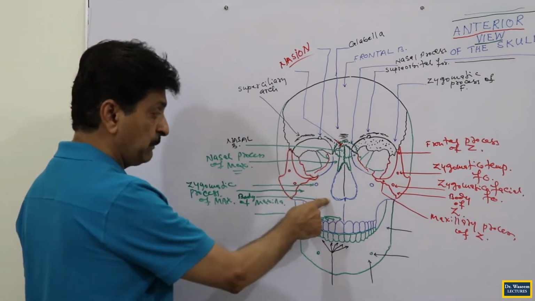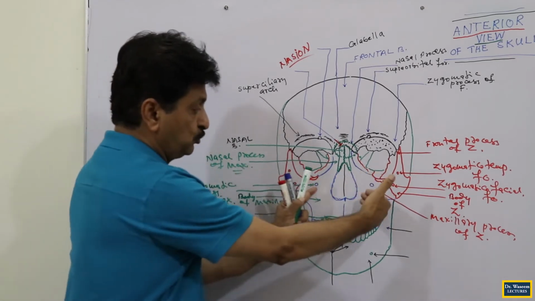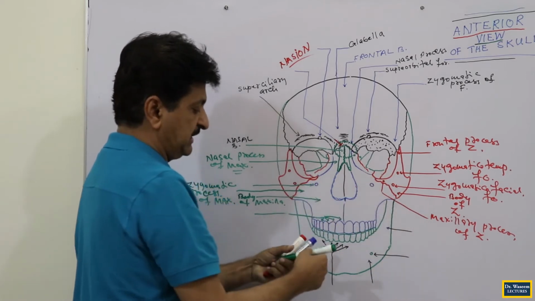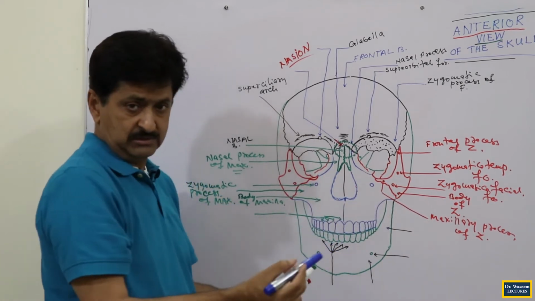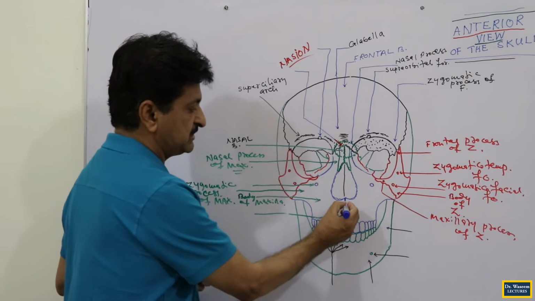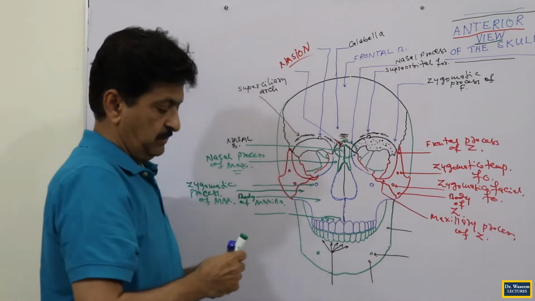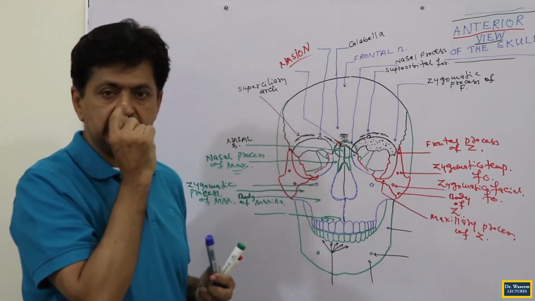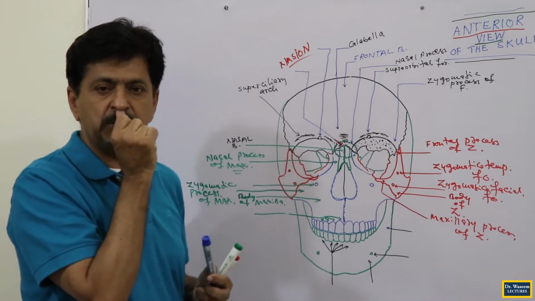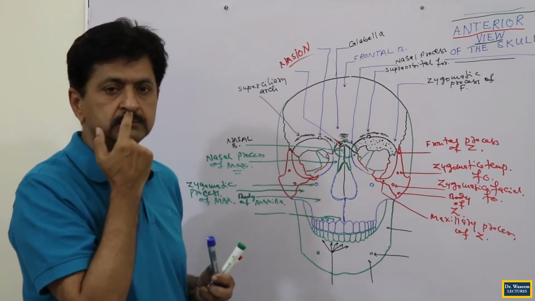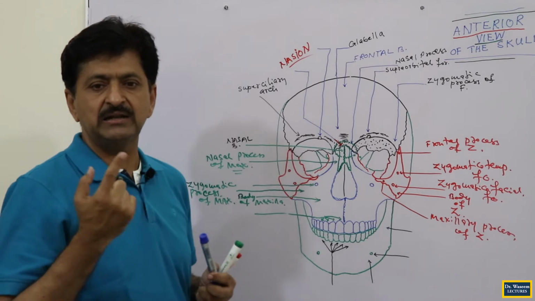It's not just the pyriform aperture. When you are looking at this, where the two maxillary bones join together, the maxilla is a paired bone, so we have a suture here. This is called the intermaxillary suture. Anteriorly, where the intermaxillary suture starts, right under the septum of your nose, you will feel a spine. That spine is called the anterior nasal spine.